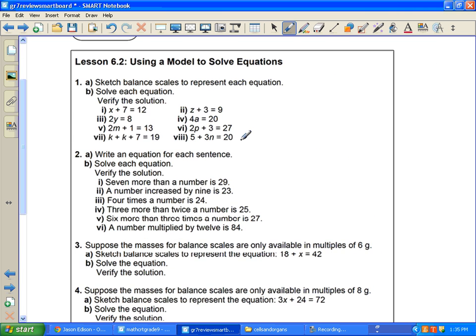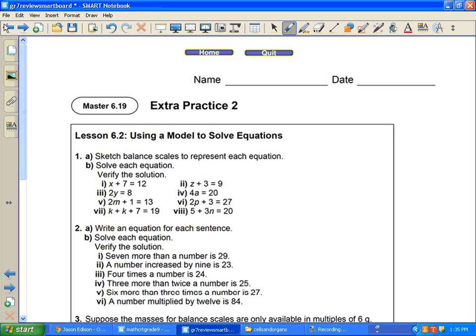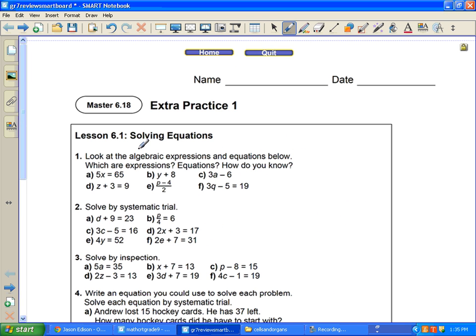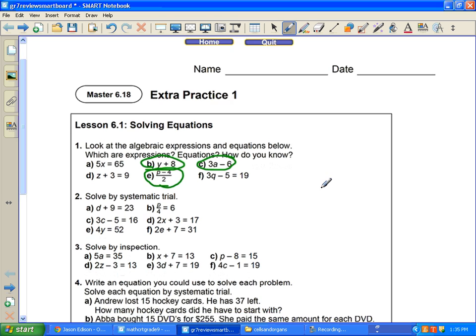So let's look at these ones right here. Lesson number 1 is solving equations. Looking at these algebraic expressions and equations, which ones are expressions? The easiest way is to see if there's an equal sign or not. The ones that are expressions, I'm going to color in green. So this is an expression, this one here is an expression, and this one right here, because they don't have any equal signs. That means all 3 of the other ones are equations because they have an equal sign and an answer at the end.